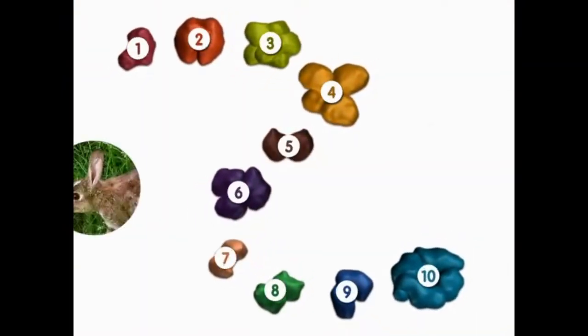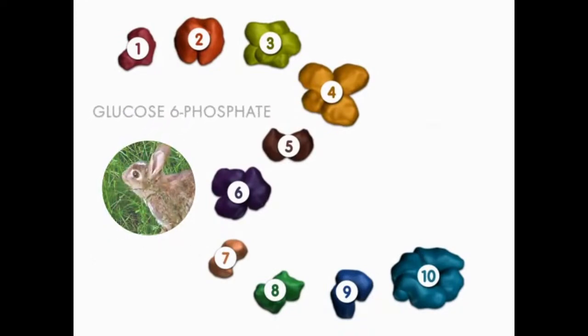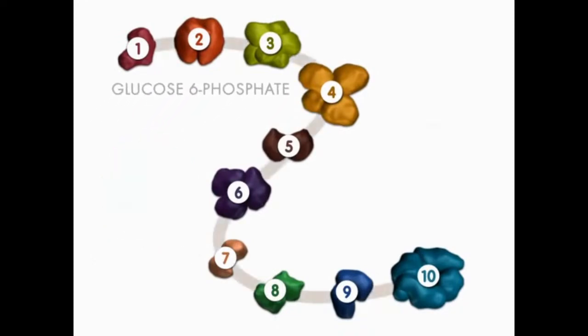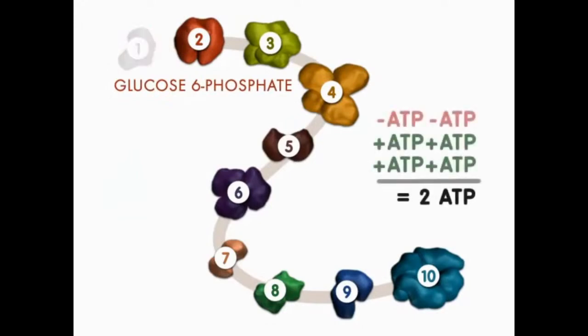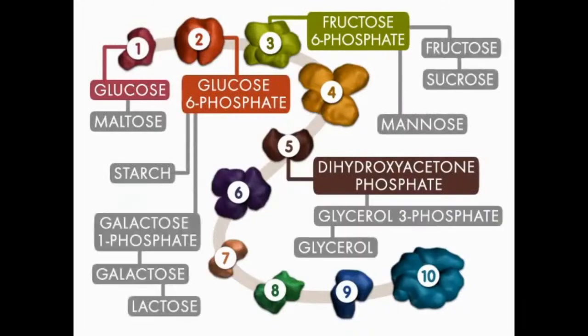For example, when an animal breaks down glycogen, glucose-6-phosphate is produced and can then enter the glycolysis pathway at the second step. Importantly, this means one less ATP is required for the pathway because the first ATP-consuming step is skipped. Other sugars can also enter the glycolysis pathway at different points, each having a different effect on the net number of ATPs that are produced by glycolysis.